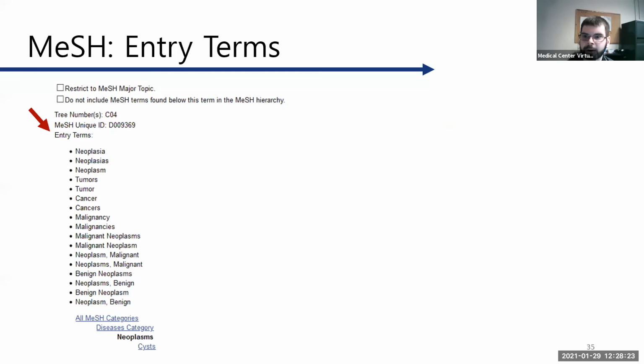And when you scroll down past the definition on the term page, you'll find other entry terms that can be used to describe that MeSH term. So cancer, tumor, other variations of neoplasm, those are all different terms that you can use for neoplasms. So it's a great place to start when you're building your search.